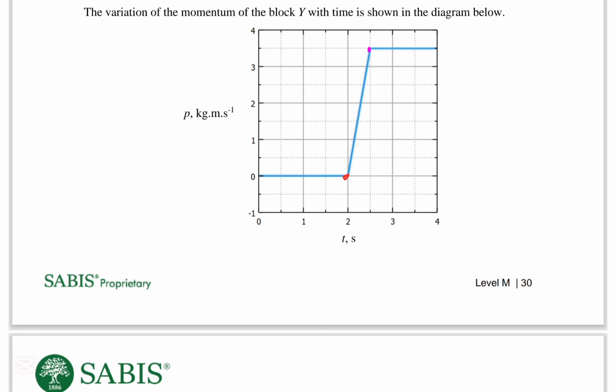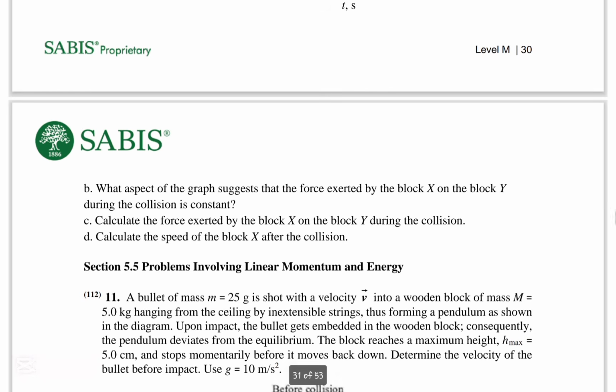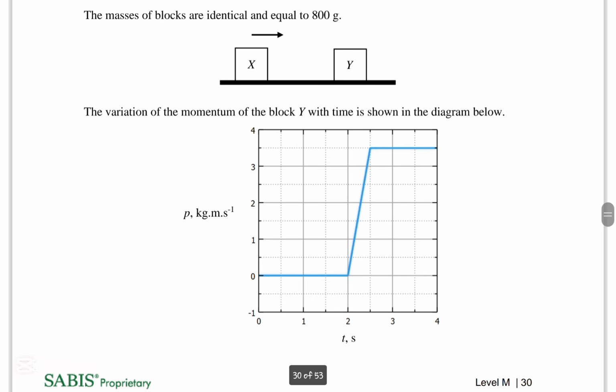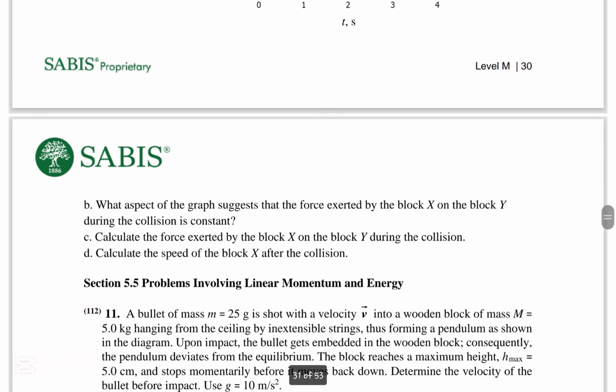So basically we can say that the slope of the graph is proportional to the acceleration of block Y, and very simply we know, according to F equals ma, that the acceleration is directly proportional to the net force on block Y. So the force exerted by block X on block Y is constant, because the slope of the graph was constant. Another way of taking it is that the slope of the graph is change in momentum divided by time, so impulse divided by time. Impulse divided by time is the force, the average force. So that's pretty much it for part B.